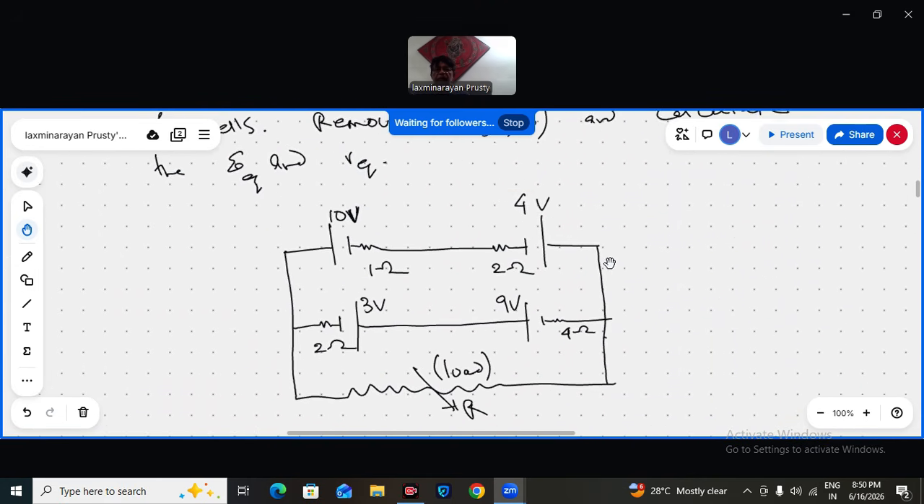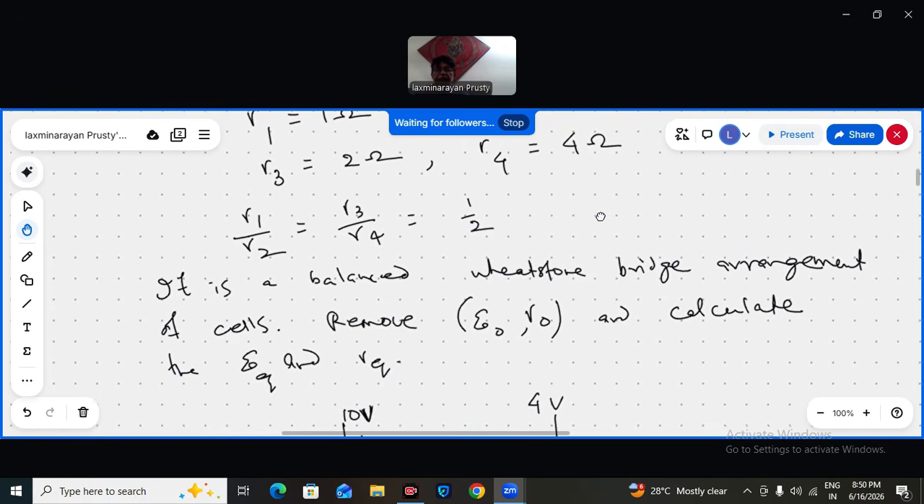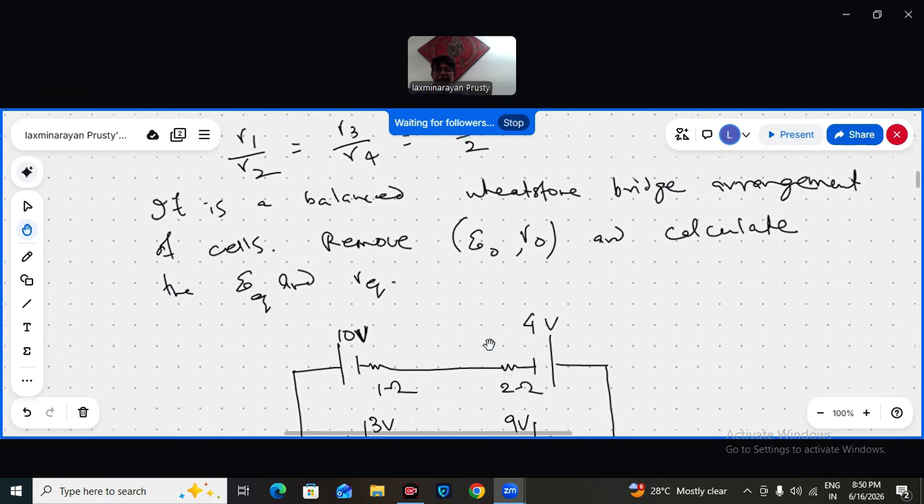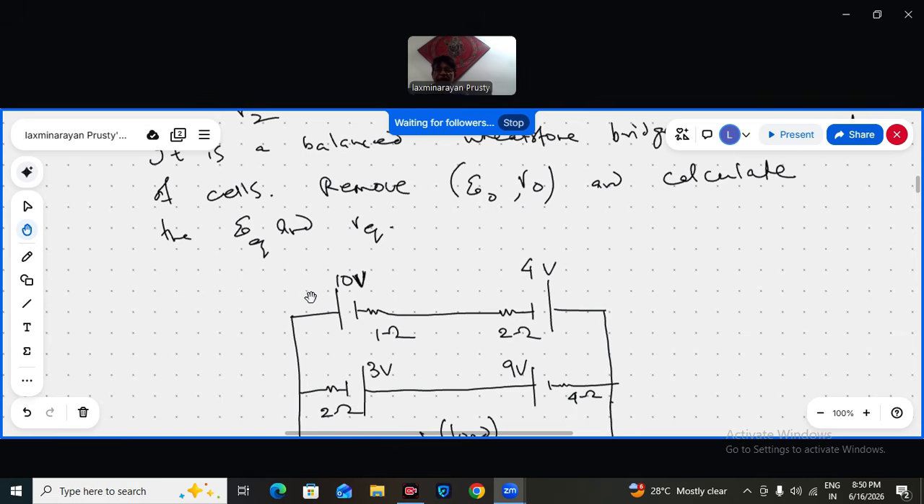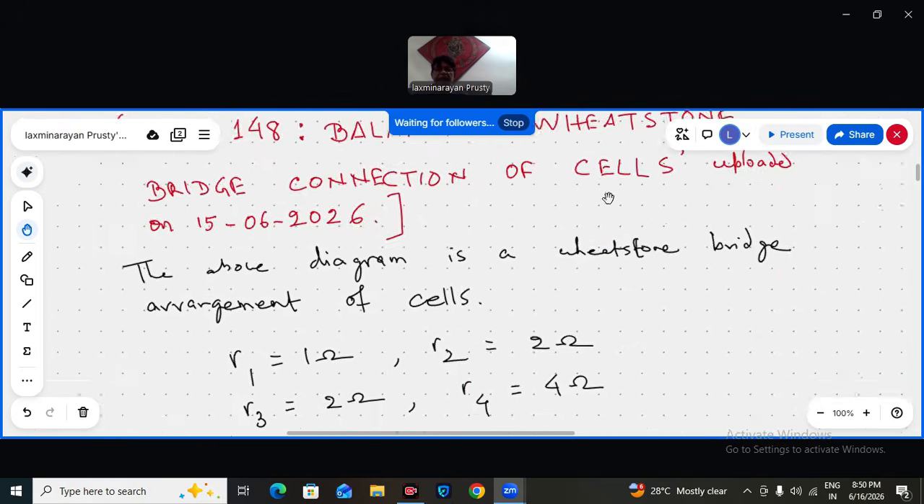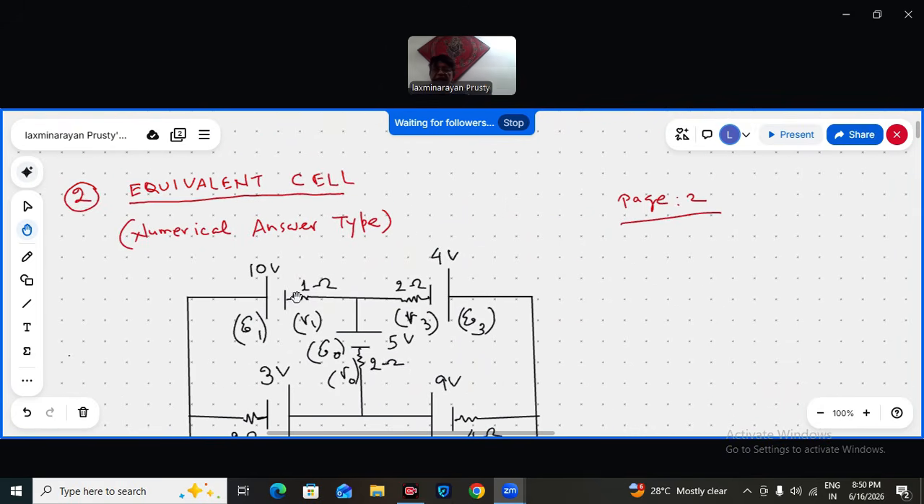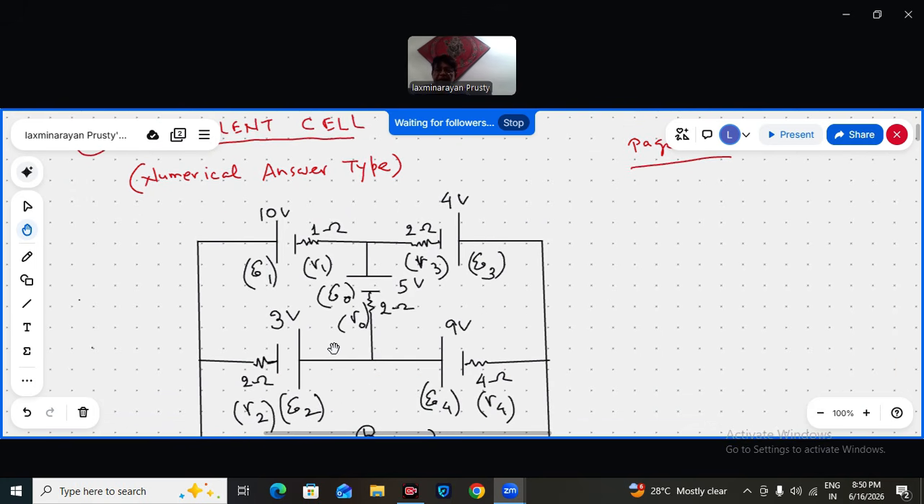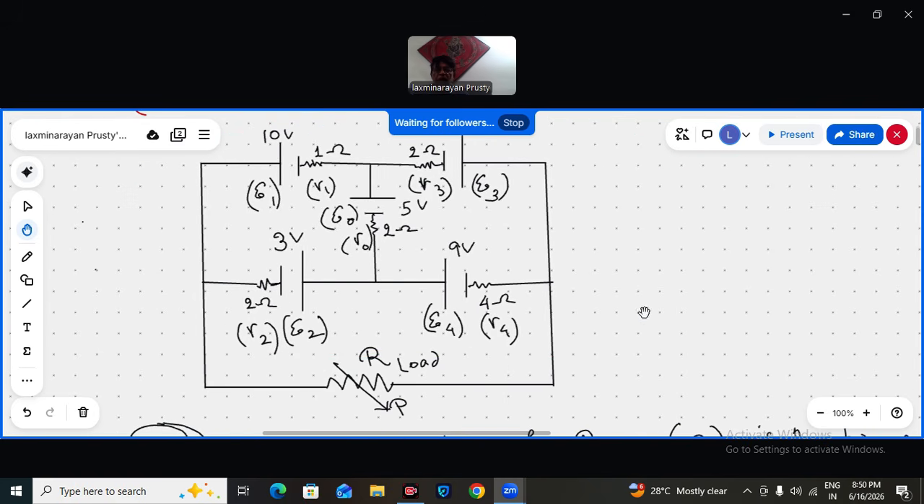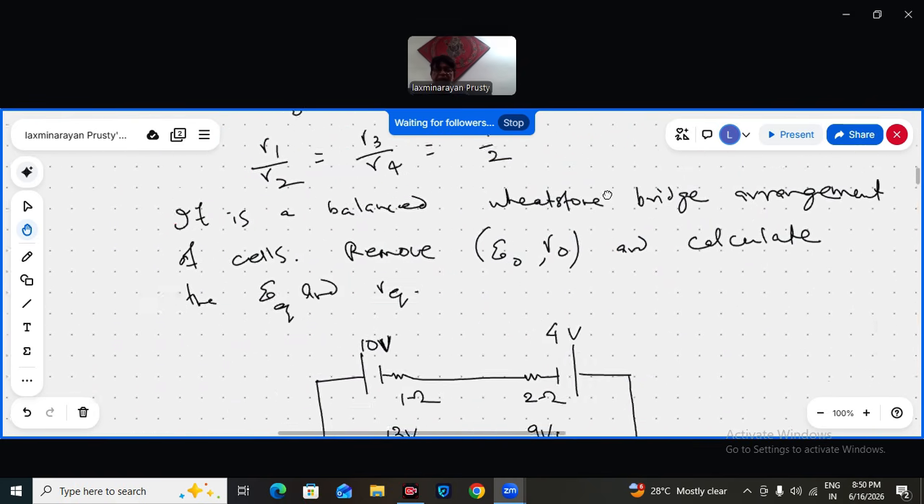So I remove the E0, R0, that bridge cell. So what remains? 10 volt in this manner, 4 volt in this manner. Just see this. This is connected this way. This polarity is reversed. Here this is connected this way, and this is the reverse polarity to this cell. So finally, what will be the connection?